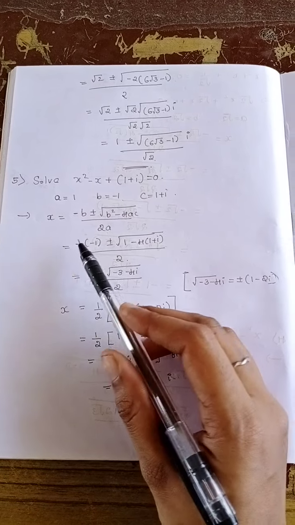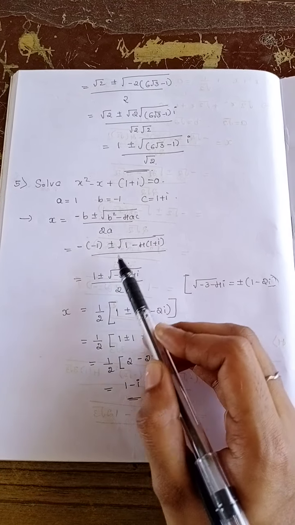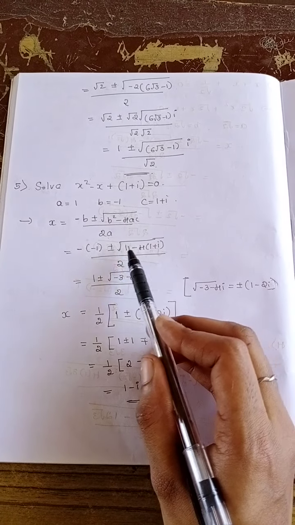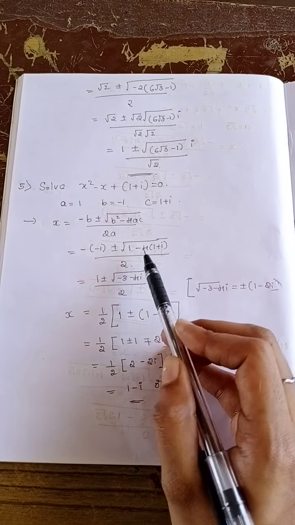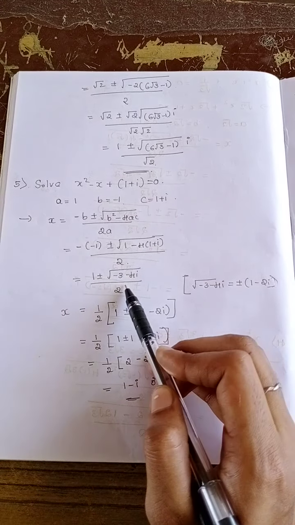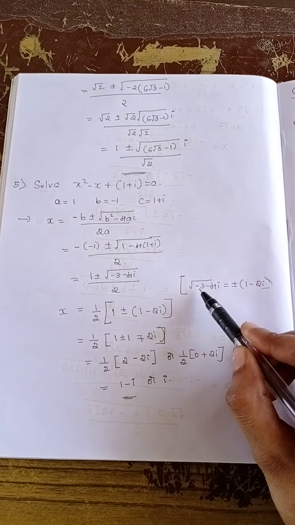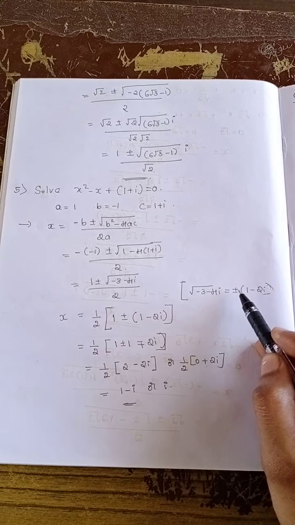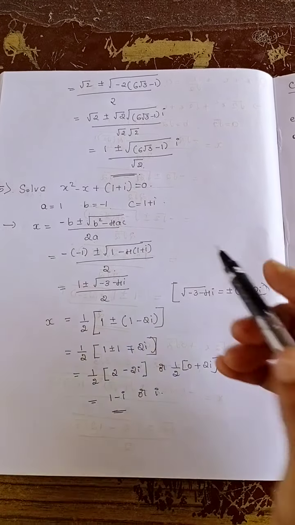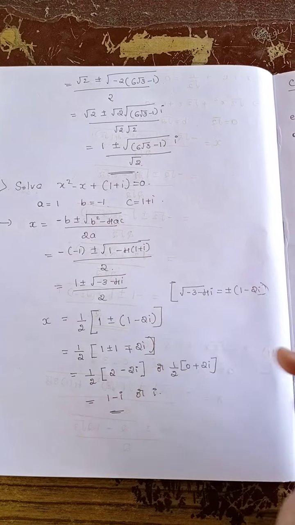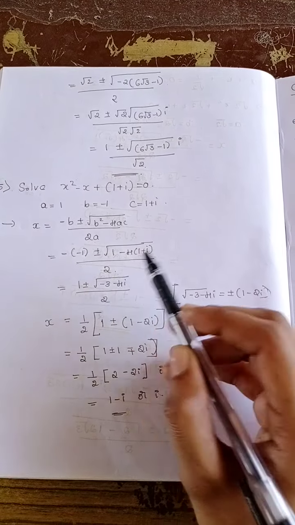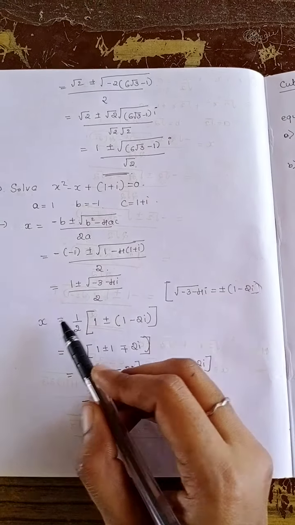So 1 minus, minus into minus plus 1 plus or minus 4 into 1 is minus 4, minus 4 plus 1 is minus 3, minus into plus minus 4 into i is 4i, divided by 2. Square root of minus 3 plus 4i is equal to plus or minus 1 minus 2i. This is the problem we studied in the last session, that is solving the square root of any complex number.